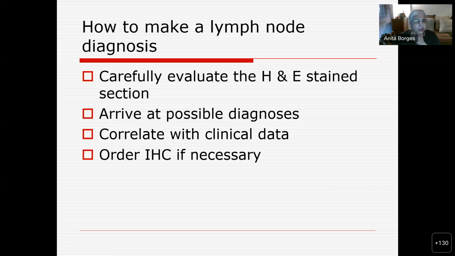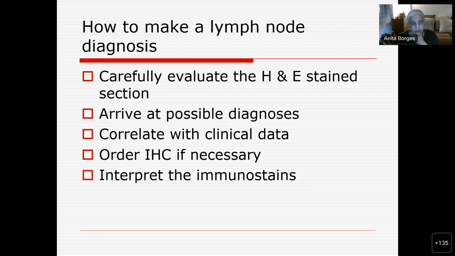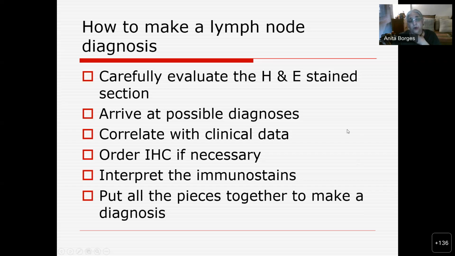Much of the time, if there is something that is so obviously reactive and you don't feel you need to prove that it is reactive, then you may not need to do immunohistochemistry. But if this is a serious issue, then immunohistochemistry is often done. You have to learn how to interpret immunostains, which is extremely important, and then you put all the pieces together to make a diagnosis.